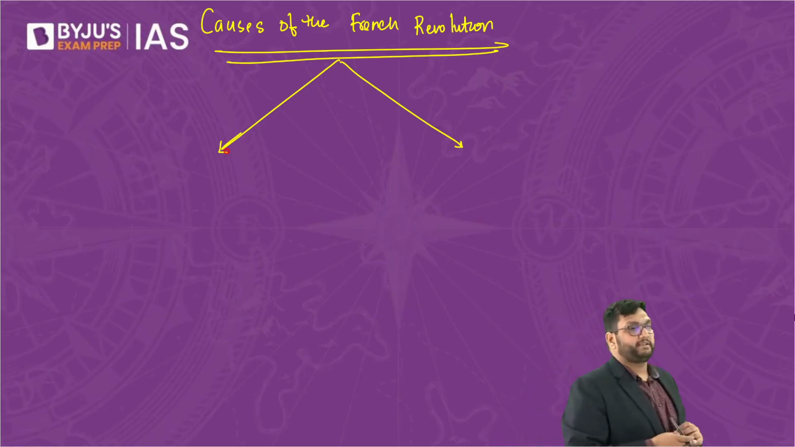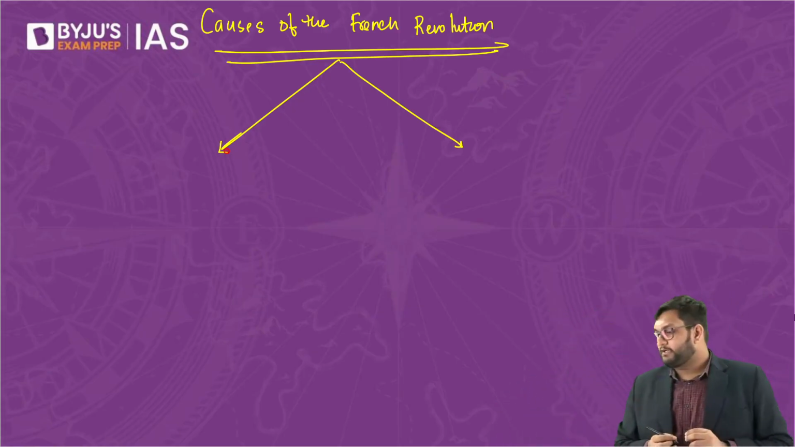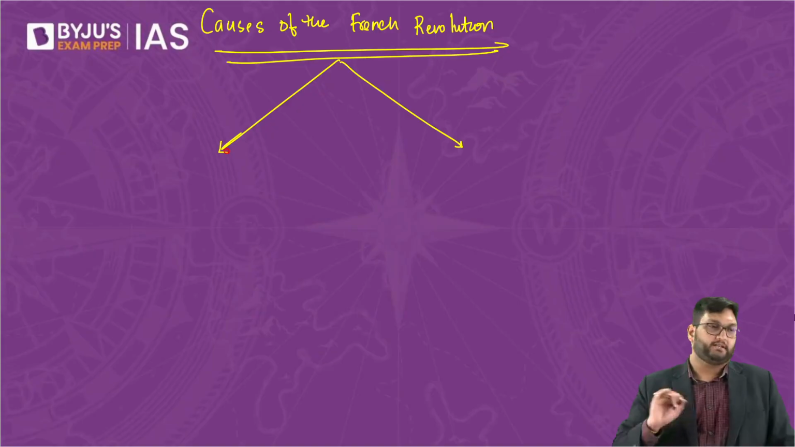Causes of the French Revolution. What are they good at? Exploiting. That's it. They are hypocrites. That's the main thing.